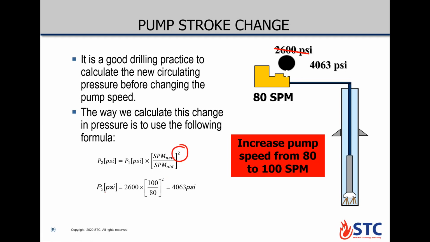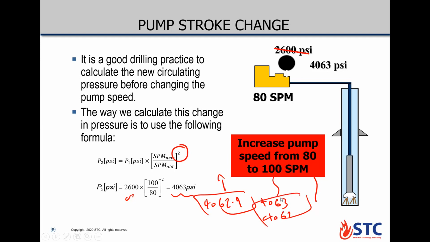For this example, if we increase the pump speed from 80 SPM to 100 SPM, here is the old pressure: 2600 times 100 over 80, all to the power 2. So the answer would be 4,063. And the same thing, if the final answer is 4062.9, for example, we may round up, so it will be 4063 or 4062. Both are okay.